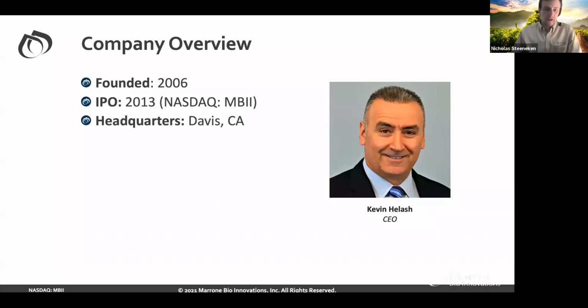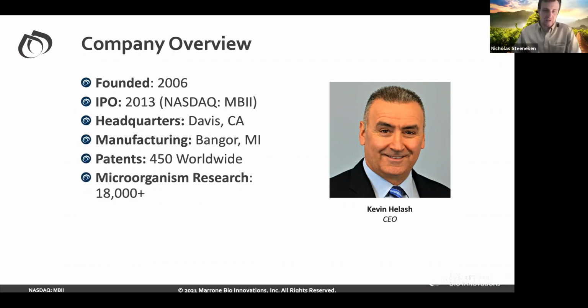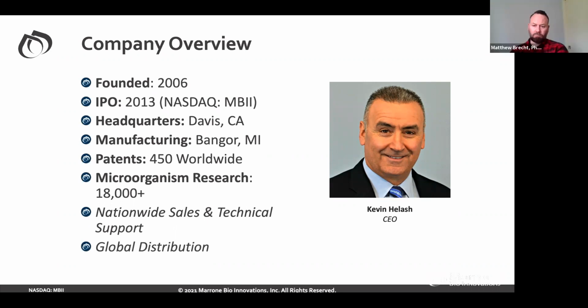All right, so we were founded in 2006. We became incorporated in 2013. We are headquartered in Davis, California. A lot of our manufacturing is done in Bangor, Michigan. We have over 450 patents worldwide on different bioorganisms and plant extracts that we use to formulate our products. Our CEO is Kevin Helash. He is the successor to Pam Marrone, who has gone on to do many great things and will continue to do them.